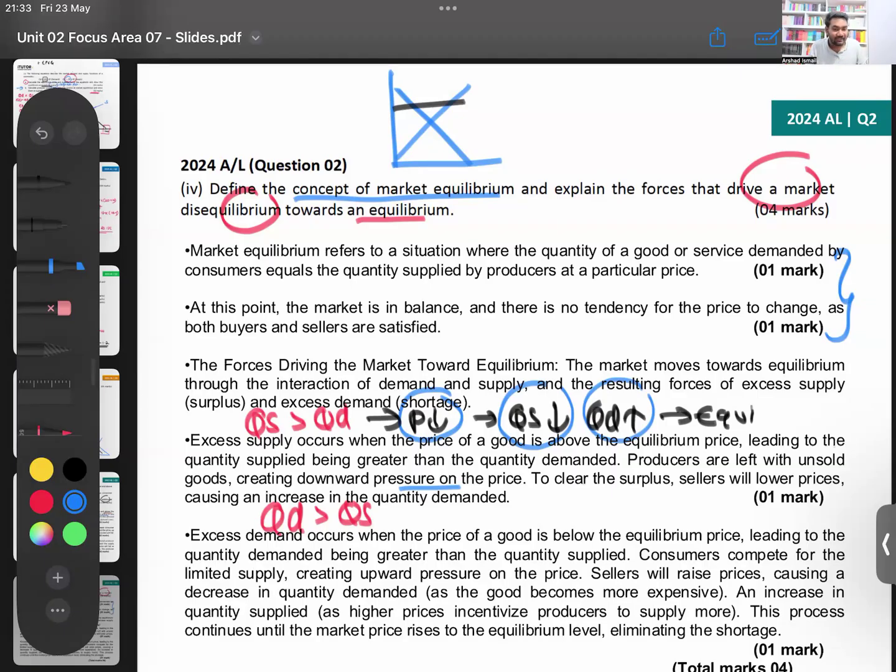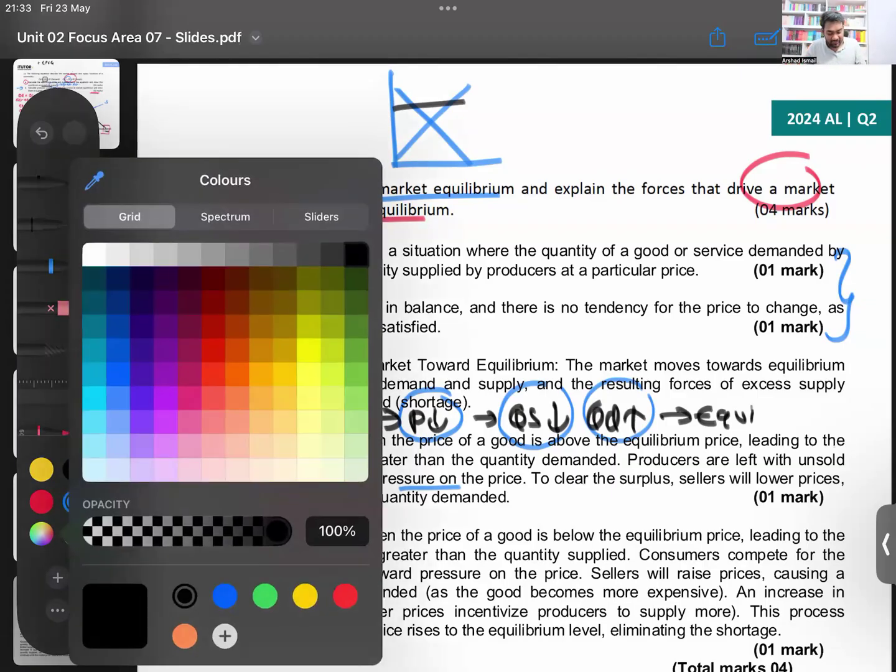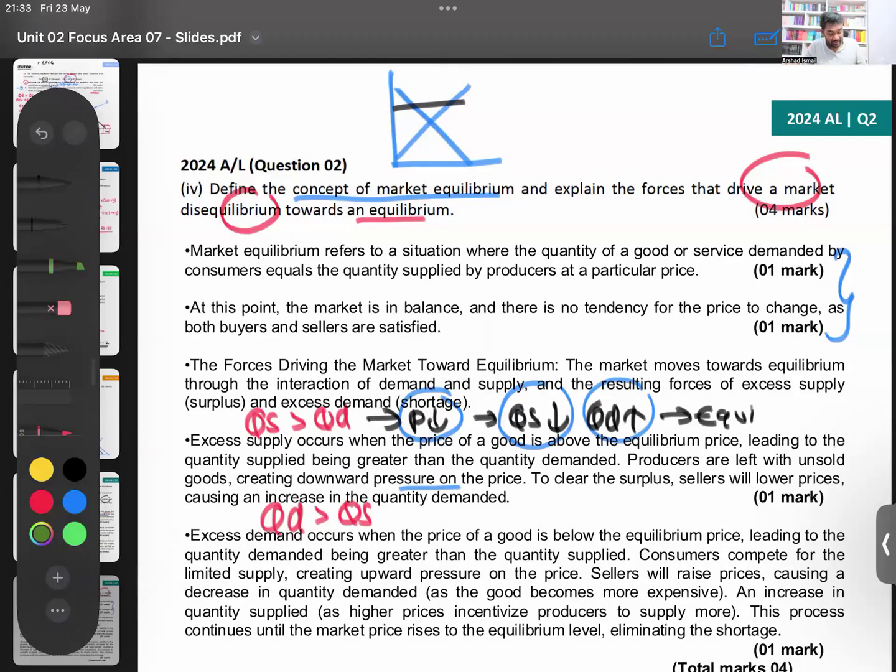Same thing happens the other way around. If you're in a situation where you have an excess demand, your price is now below equilibrium. Now there are so many people who want to buy your good, but the supply is very little. What happens to price now? When so many people want to buy, but there is not much of a supply, the price will start rising. So when the price rises, under the law of supply, suppliers will increase their supply.